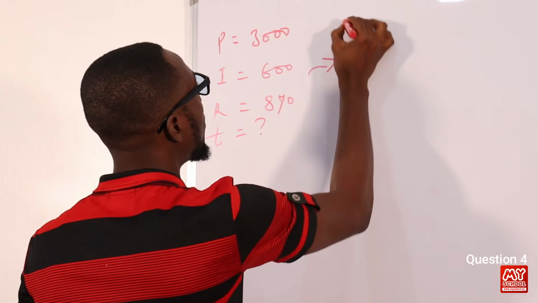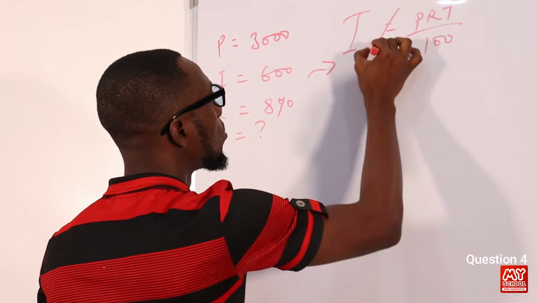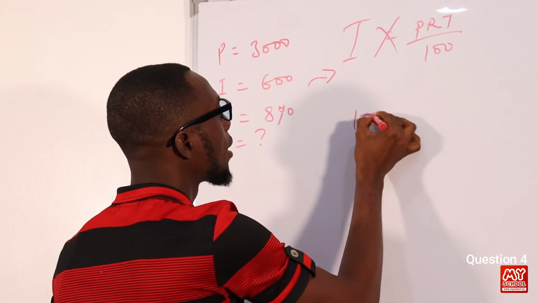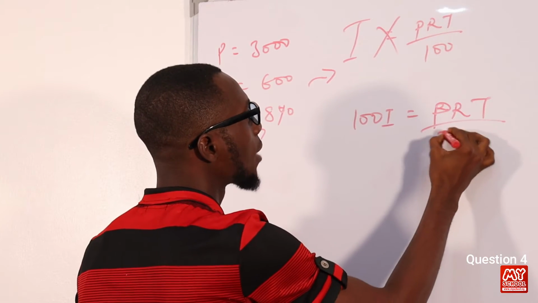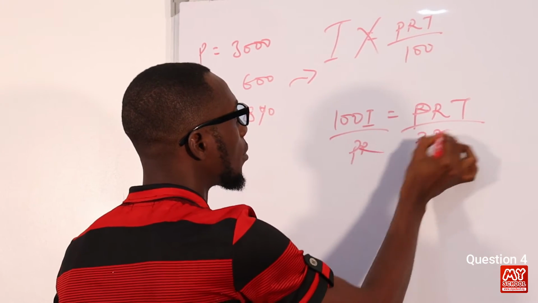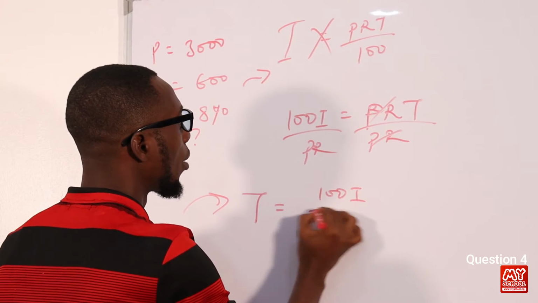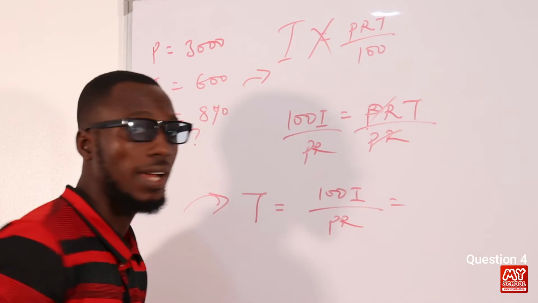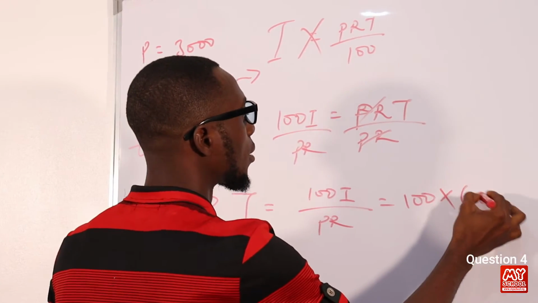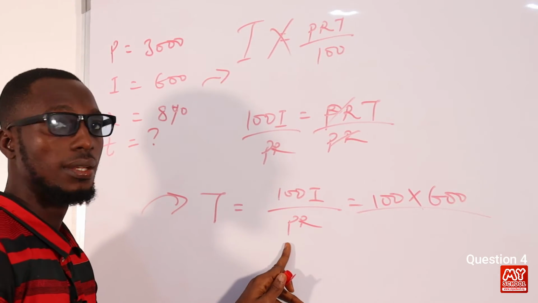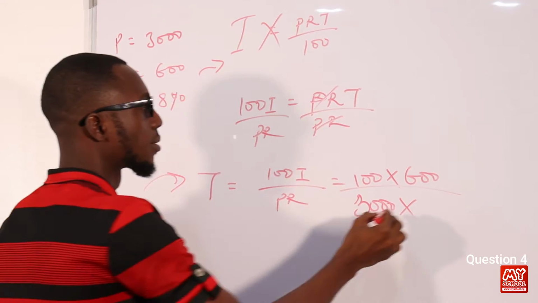Okay, so we can use this formula, I equals PRT over 100. So we are making t the subject, we can cross multiply, then I have 100I equals PRT. So divide both sides by PR. So we can say that T equals 100I over PR. Okay, so let's plug in these values. So that will be 100 times I, which is 600, the simple interest, over the P, the principal, which is 3,000, right, times the rate, 8.